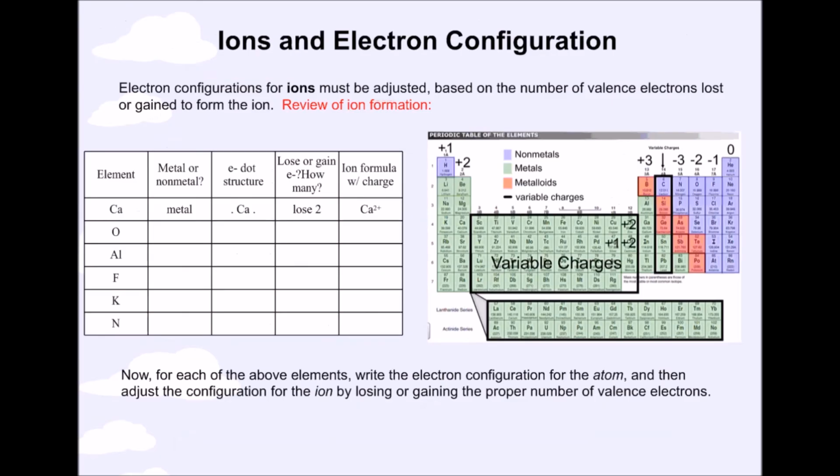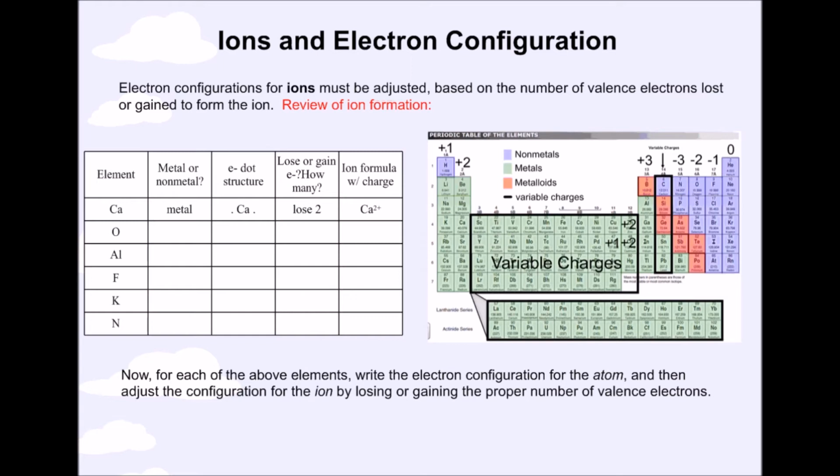Okay, so ions and electron configurations. Electron configurations for ions must be adjusted based on the number of valence electrons lost or gained to form the ion. So remember, ions are not neutral. Their protons and their electrons are not equal. Because they've either given away electrons or gained electrons to become stable, they are charged. So this impacts the electron configuration, and we'll talk about that in a minute.